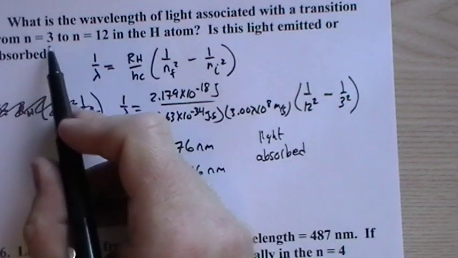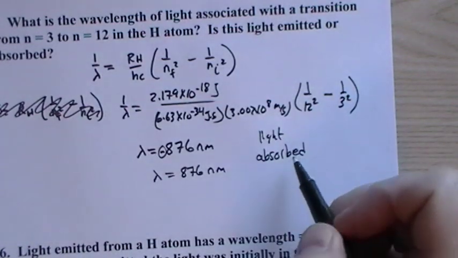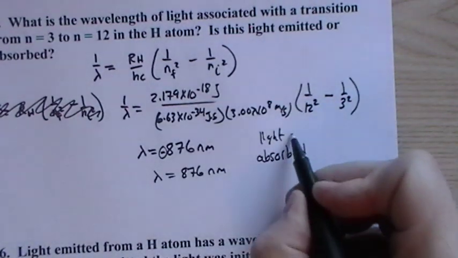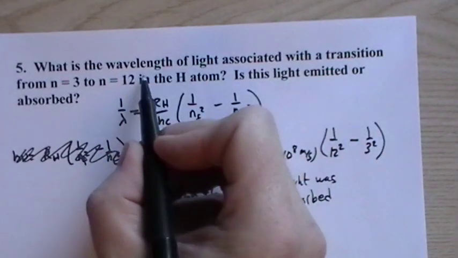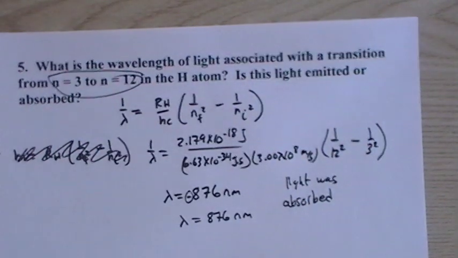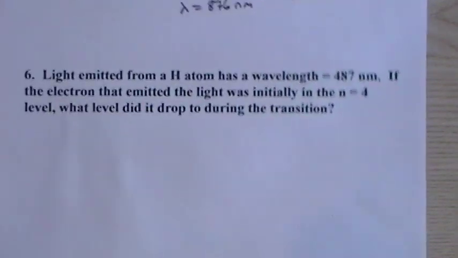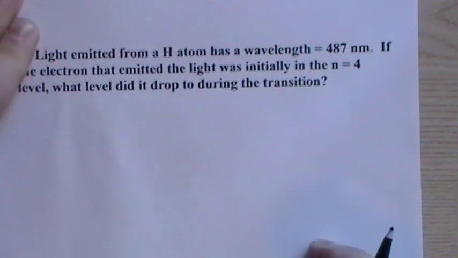If you went from n is equal to 3 to n equals 12, that means you put energy into the system, so light was absorbed. So if they ask, is it a light emitted or absorbed, you can tell from your n values, rather than having to wait till you get all the way through the calculation.